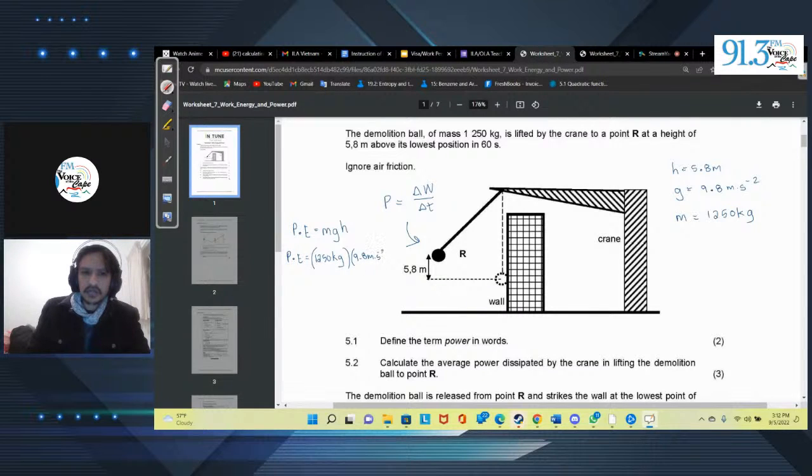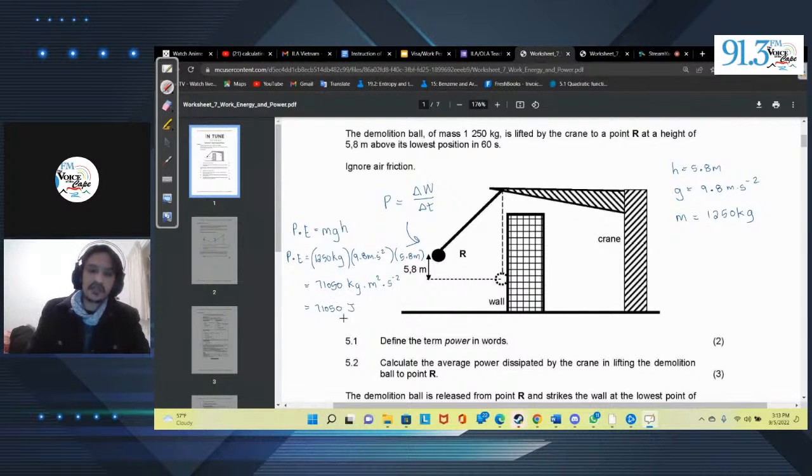M dot S minus 2 times 5.8 meters. Right? And that will give us an answer of, where's my calculator? And remember, 1250 times 9.8 times 5.8. That gives me an answer of 71,050 kilograms per meter squared per second squared. And this is just 71,050 joules. Right? That's what we get.